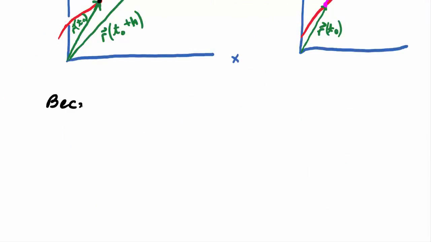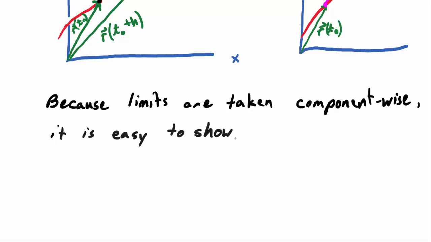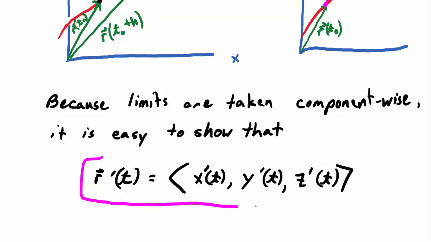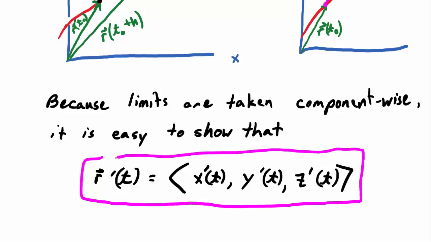Because limits are taken component-wise, it is easy to show that r prime of t is equal to, if r has components x of t, y of t, z of t, then you just take the derivative of the individual components: x prime of t, y prime of t, and z prime of t. This is how we're going to take derivatives. We're going to take derivatives component-wise, which is about as easy as you could hope for.